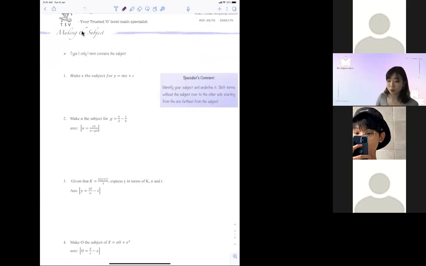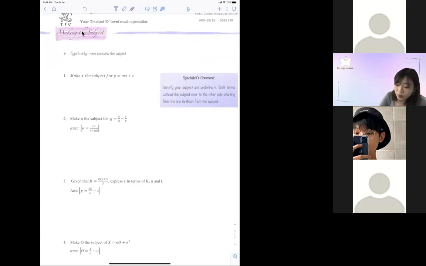Okay, let me start with the most basic one, okay? So making the subject is the most important algebra chapter because in subsequent math chapters, if you can't get it right, sometimes it's because when you shift around the numbers, you make some shifting mistake. Okay, so this is the most important chapter actually. Okay, so let's see the simple one.